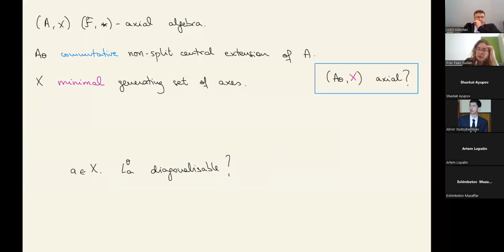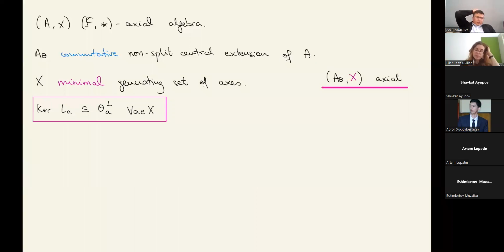So now we have a set of idempotents which generate my A sub theta, and we go to the main property of the axial algebras, which tells us that the multiplication operator by the left has to be diagonalizable. And we have this even if the kernel of this operator is contained in the radical of theta with respect to A. Okay, and this more or less solves the problem. When all these conditions hold: commutative, non-split central extension, X minimal, and this kernel contained here, we have that A theta, X is axial.